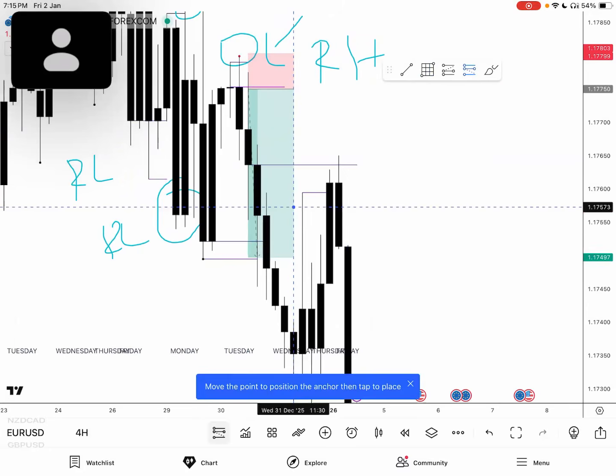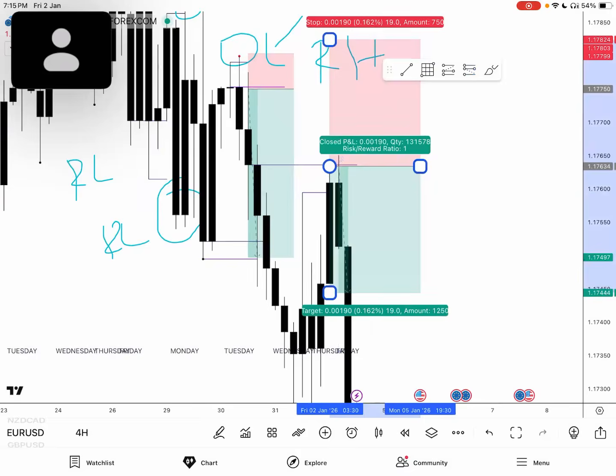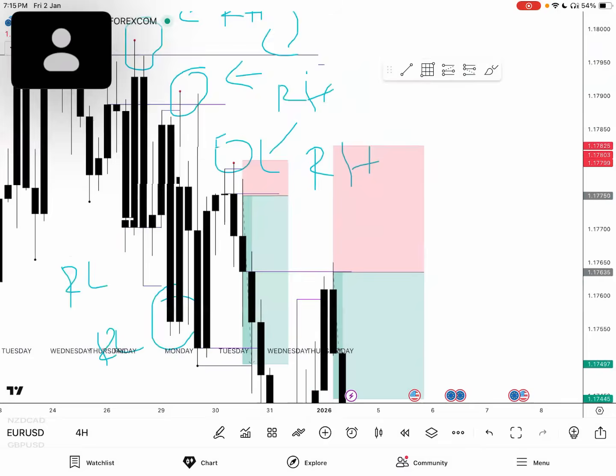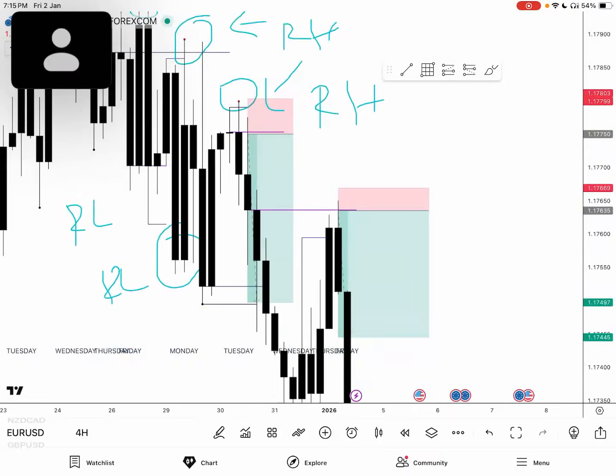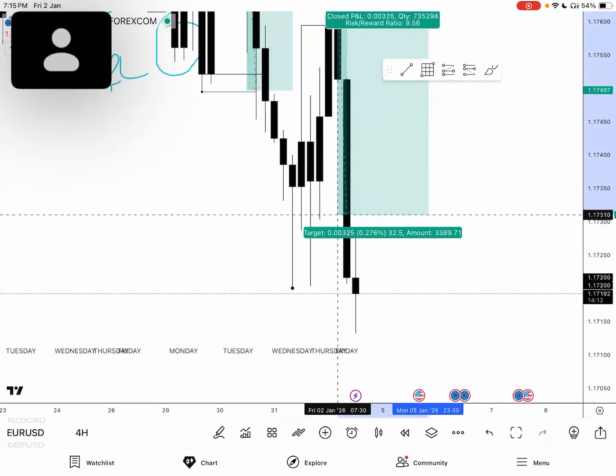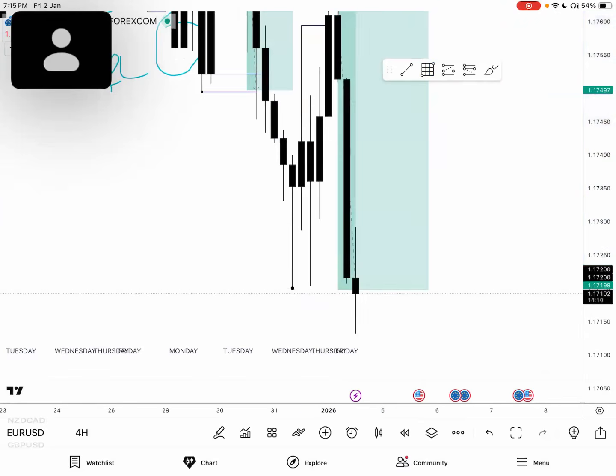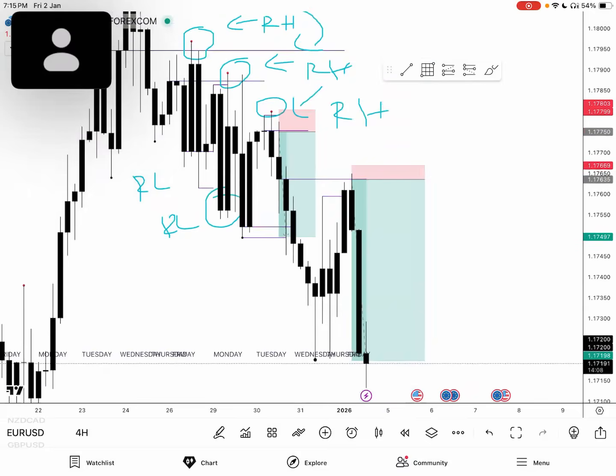So what is our entry? This is our entry. Okay, this is our entry. We can put our stop loss above. What is our target? The range low was this level. This is our target. So this is the three ranges.